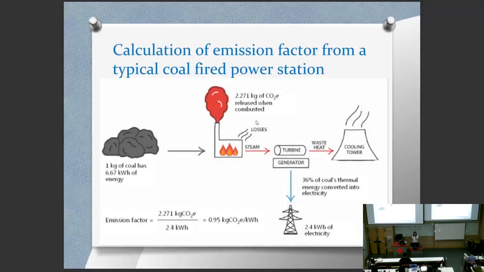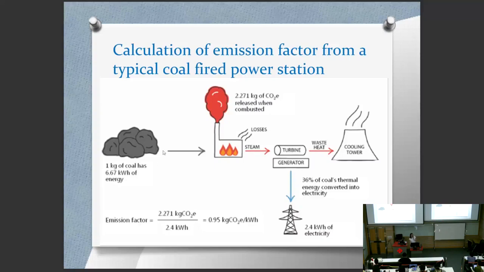This figure explains the calculations of emission factor from a typical coal-fired power plant. So let's say we have 1 kg of coal, and the heat content of 1 kg of coal would be 6.67 kilowatt hour of energy. This is the amount of heat energy in 1 kg of coal.